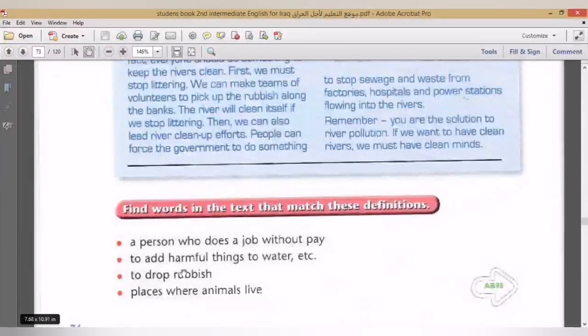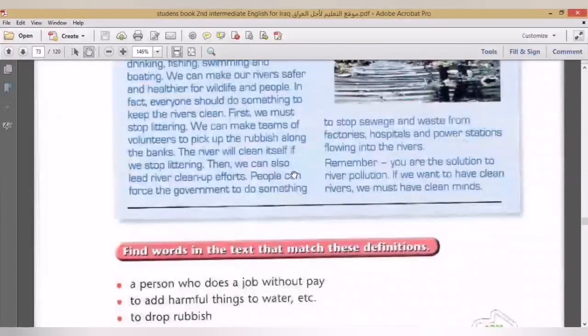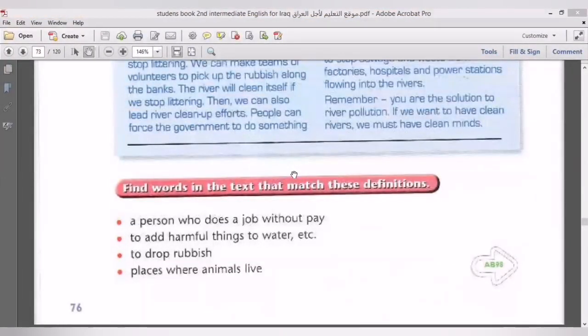The second one, to add harmful things to water. It is the verb pollute. And the noun is pollution. Right? Pollute. I'm going to write it in the chat section. And to drop rubbish, litter. It means to drop rubbish. And the last one, places where animals live, as I told you before, habitat. Right?